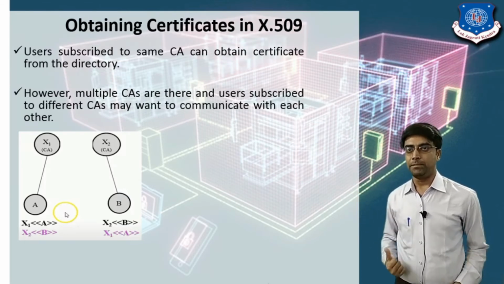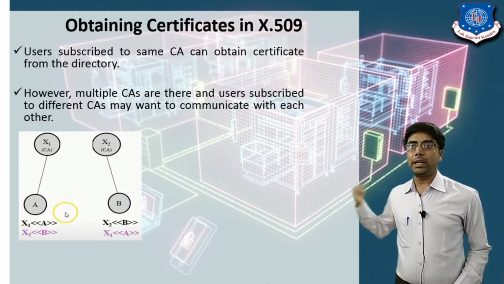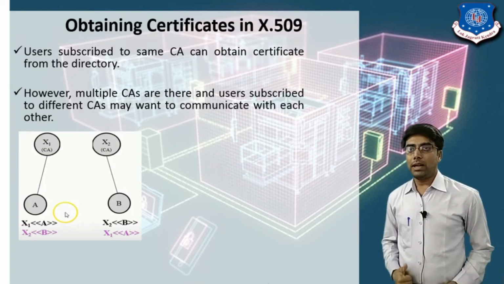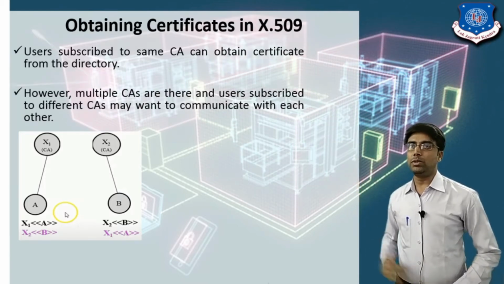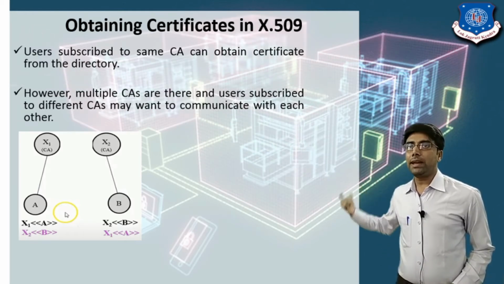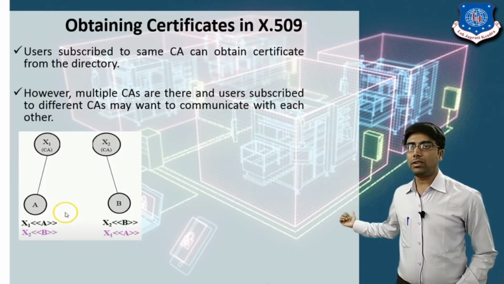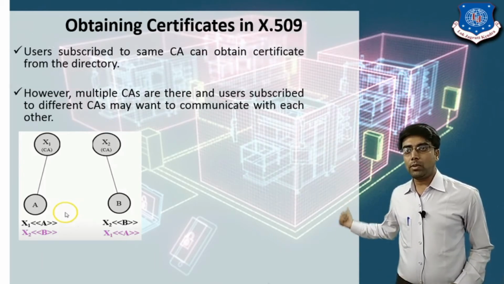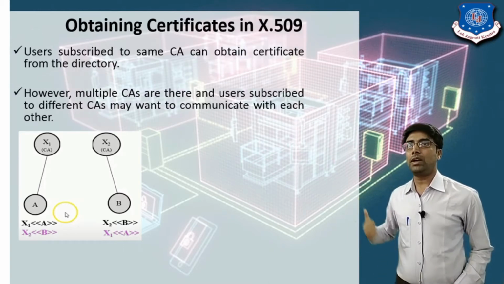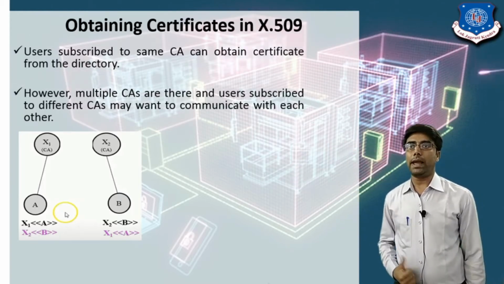Same for user B. User B wants the certificate, so user B will share their public key with certificate authority X2, and X2 will generate the certificate and send it to user B. So only user B will get the certificate from X2. Now here you know the notation X1 of A. It means the certificate of A is generated by the X1 certificate authority, or we can say the certificate of A is signed by X1.